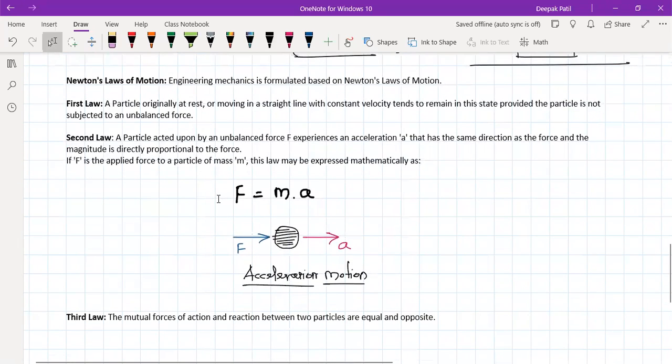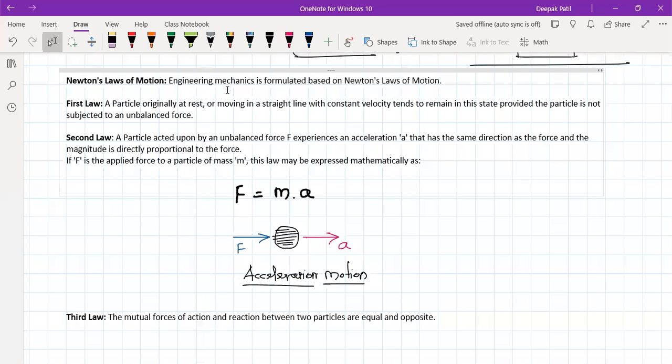Next few parts are very simple ones, which you have already learned, so I will not waste much time on these things. We also need to study Newton's laws of motion. The engineering mechanics, whatever we are teaching now and whatever you are studying now, is totally formulated based on Newton's laws of motion.